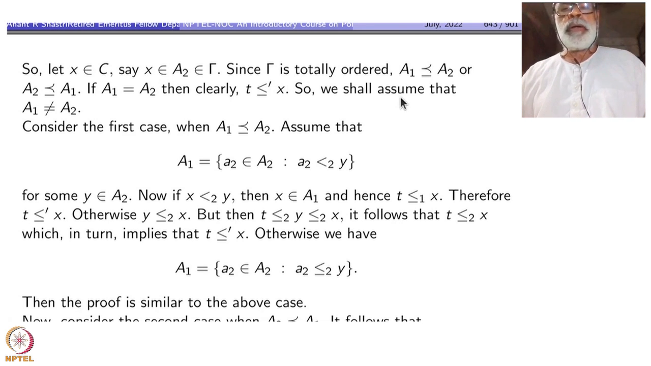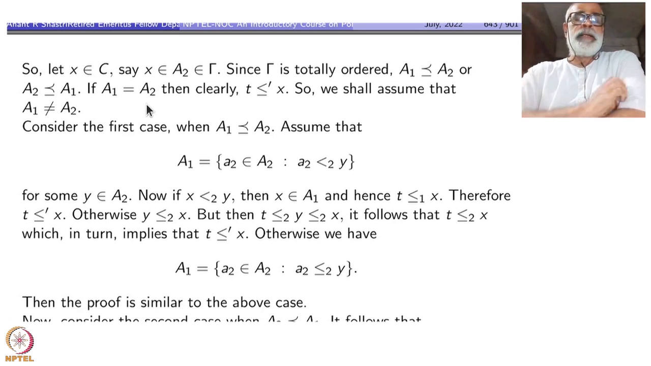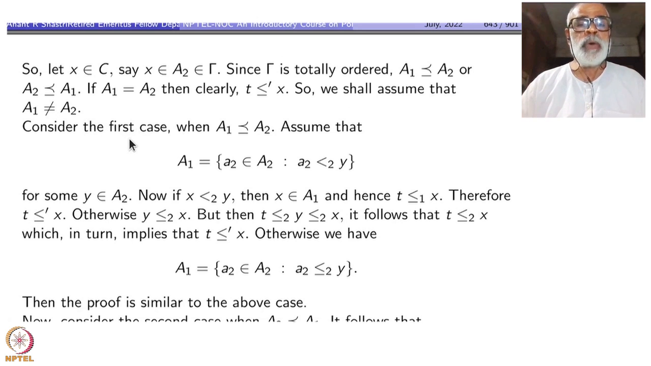Since gamma is totally ordered, A1 is preceding A2 or A2 is preceding A1. In precedence, there is one way, namely A1 may be equal to A2. Then obviously this T, which is the minimum of C intersection A1, will be less than or equal to X in the larger B prime order, because X and T are both elements of A1 equal to A2. So we shall assume that A1 is not equal to A2. Now there are two different cases: either A1 precedes A2 or A2 precedes A1.